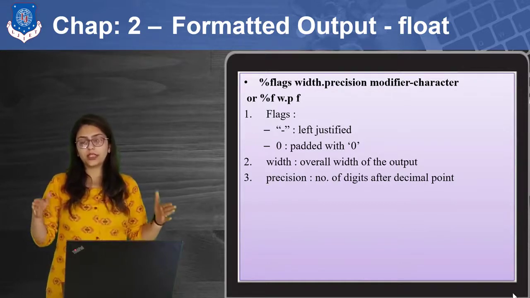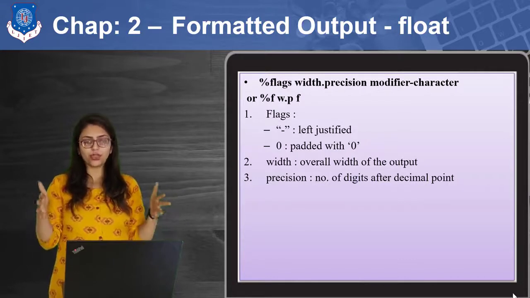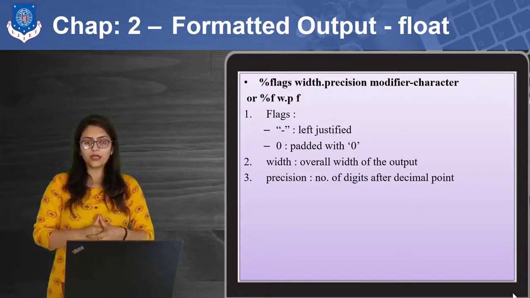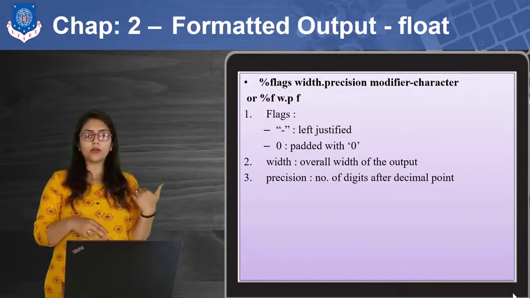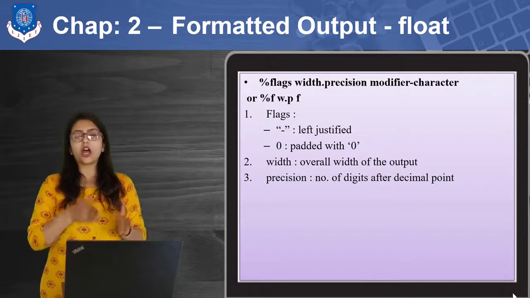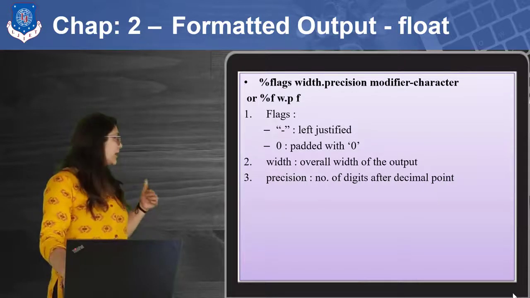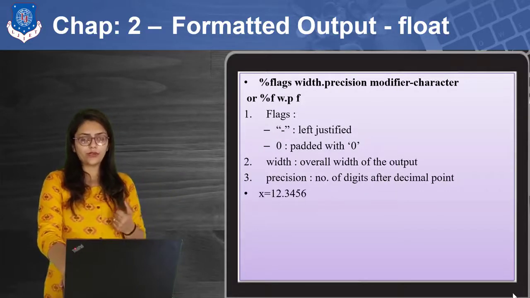The width is the total number of spaces in the output, so the total size allocated to my output. Now precision is new to floats. Precision is the number of digits after the decimal point. How many digits I want to write after the decimal point will be decided by the dot precision. Now I am going to give you some examples.